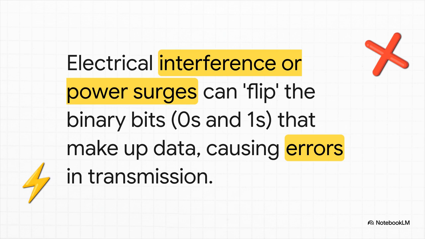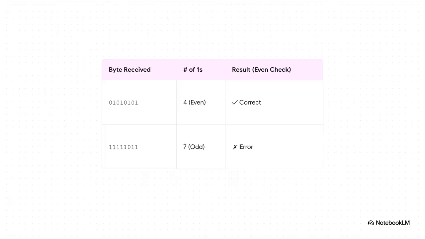The network has to have a way of knowing when that happens. So how in the world does a network catch such a tiny mistake? Well, it uses this really simple but totally brilliant trick called parity checking. Before they start talking, two computers agree on a simple rule, like, hey, every chunk of data we send has to have an even number of ones.